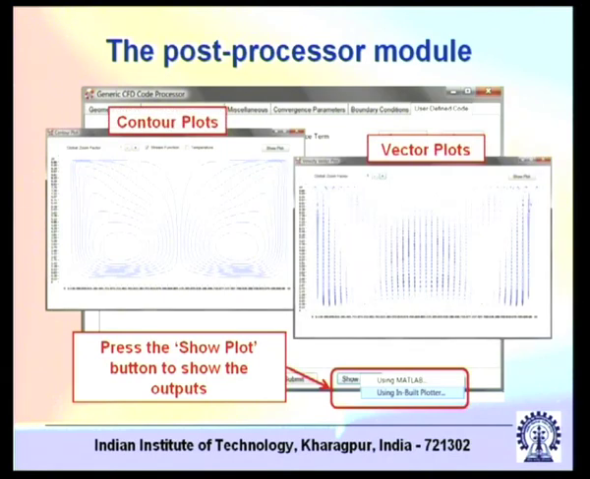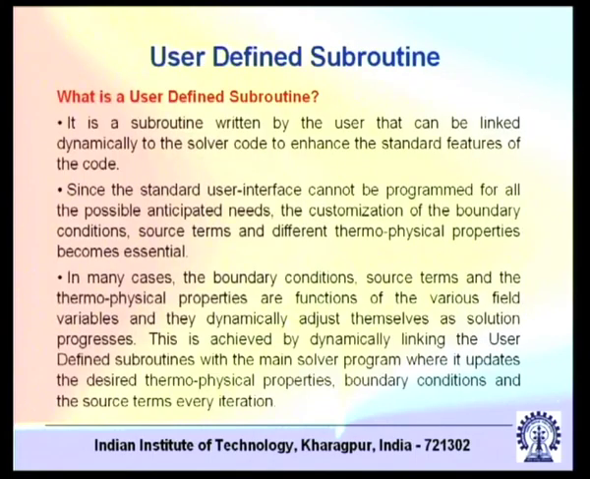Once the results are obtained, you can show contour plots. So what are contour plots? These are iso lines, that means lines with constant values, different lines with different constant values, and you can also show vector plots where you have the velocity field, for example.